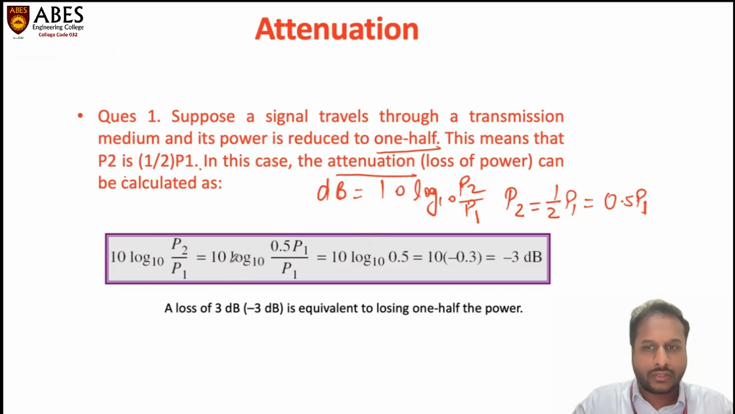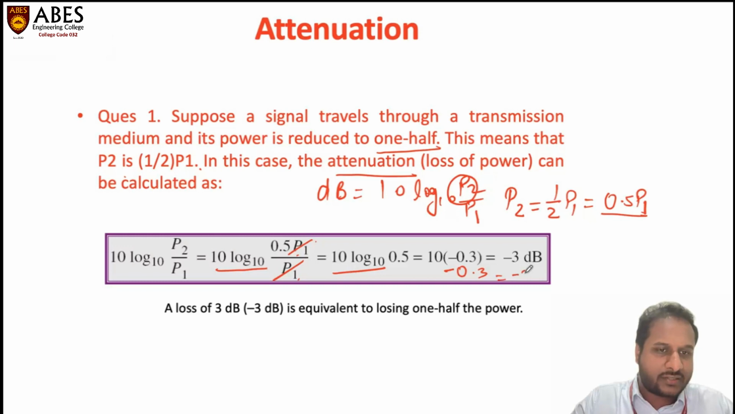So let's put the values. The 10 log base 10 remains as it is. In place of P2 we write 0.5 P1, and this is P1. The rest is 0.5. We know that 0.5 log base 10 is minus 0.3, so 10 times minus 0.3, we can say it is minus 3 decibel.